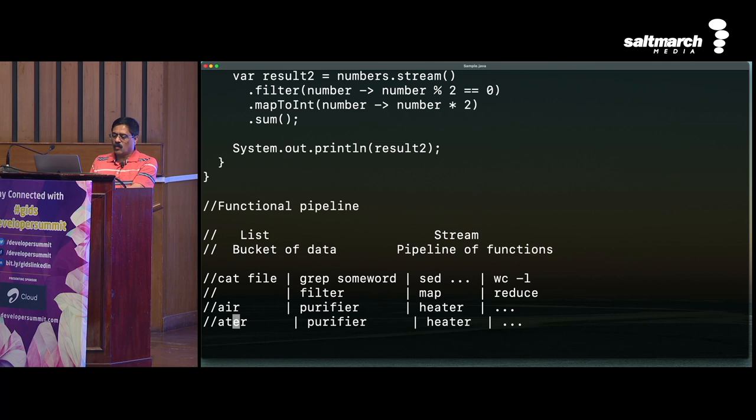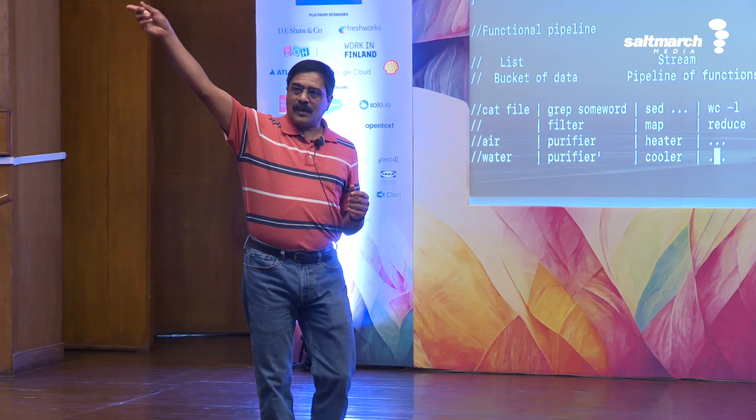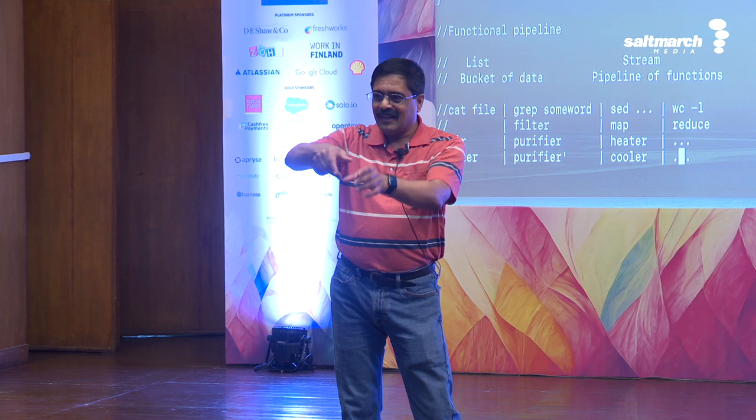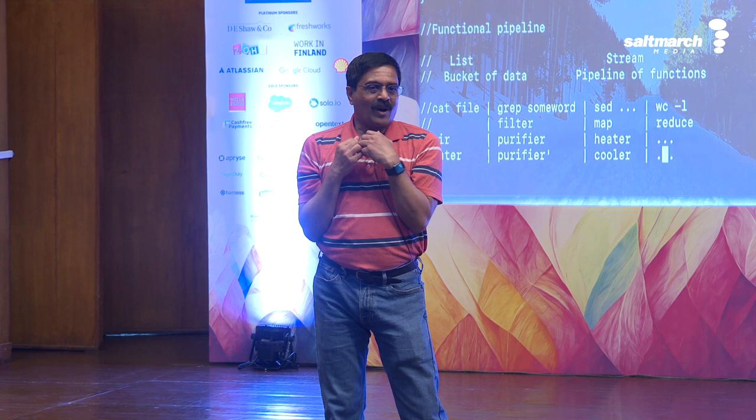Similarly, I can take water. And once I take the water, I may send the water through a purifier. Hopefully, it's a different type of purifier. I send it to a cooler at this point. Then I get nice, cool water. Now, what is that? It's a pipeline again. The water comes from the tank, it goes through a purifier, and goes through a nice cooling unit, and you open the tap, you got nice cool water to drink, right? Or you have air coming from the outside, it goes through a filter, goes through a heating unit that heats the air, and you get warm air in the winter. So that's basically a pipeline that you're dealing with.